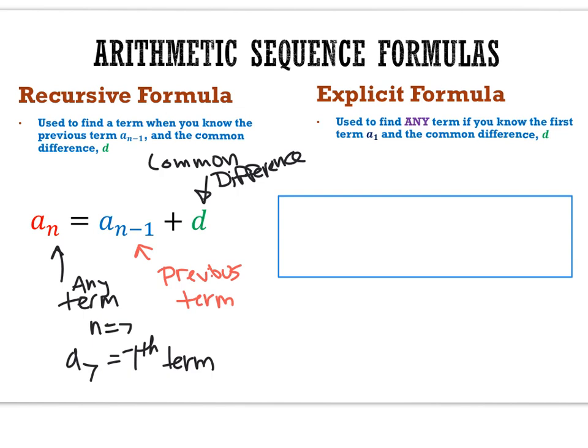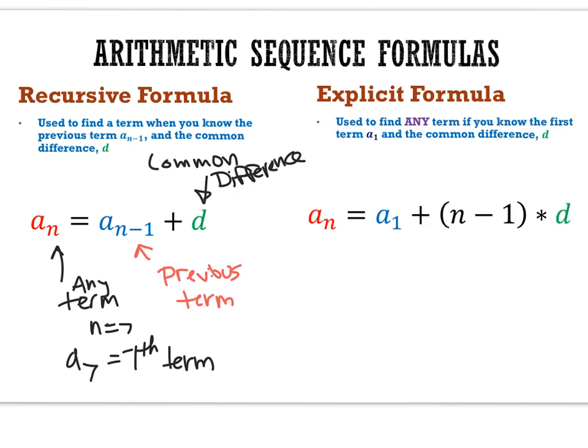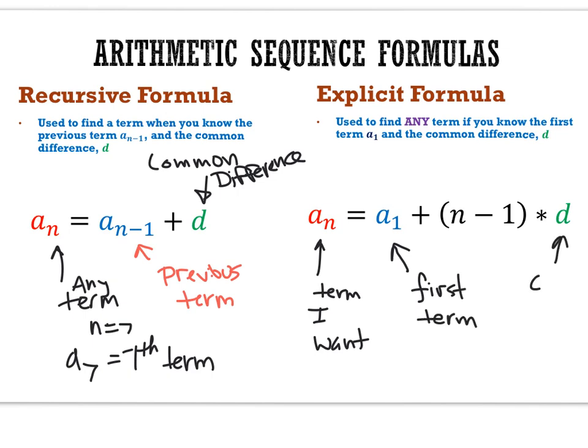So if we take a look at what this is, the explicit formula gives me a little bit more information, but the idea is this is still the same. This is the term that I want. So a sub n is my desired term. And then we're introducing a sub 1. Now a sub 1 is, if we look back at a sub n, where n was any number, I plug in a 1, that's going to represent my first term. We still have our common difference over here, so I'll just abbreviate that common difference.